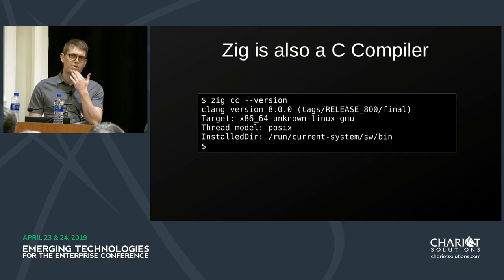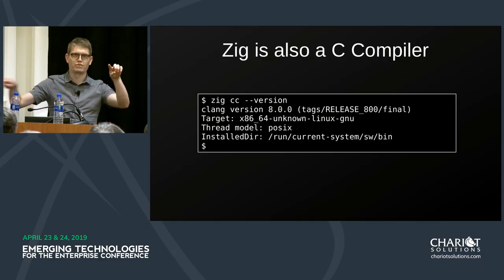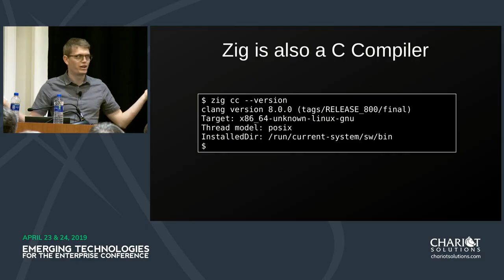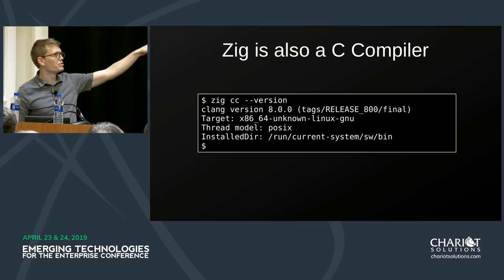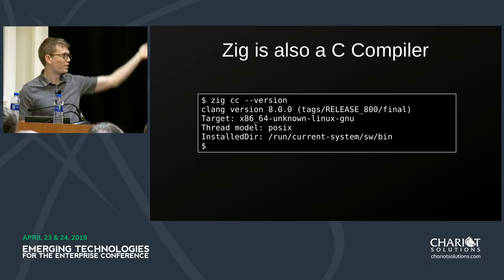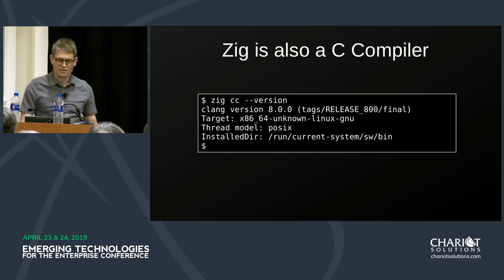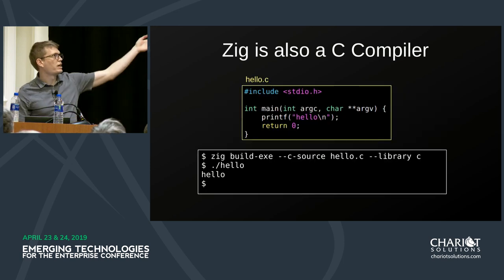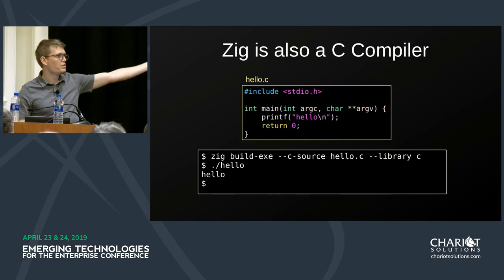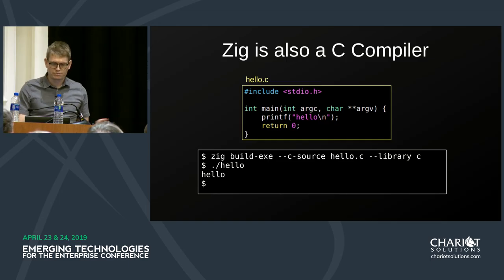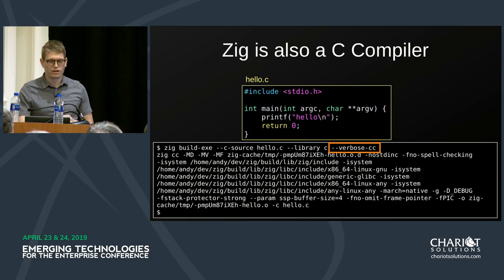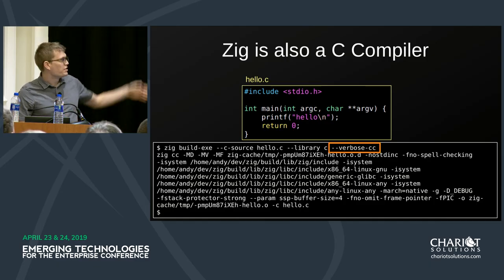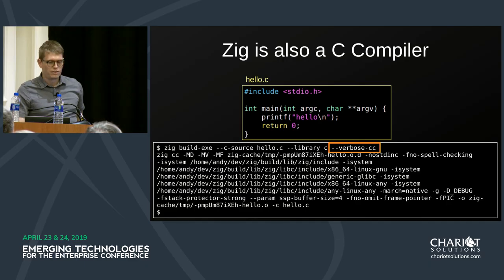So I realized, why don't I just, if you just type zig cc, it just jumps to main of clang. It works fine. But it's kind of amusing that if you type zig cc --version, it thinks it's clang, because it literally is. But it totally works. So here's, again, hello world in C, but now I'm using Zig to build it. It works. If I put this extra parameter here, verbose cc, then I can see the C command that was actually run.